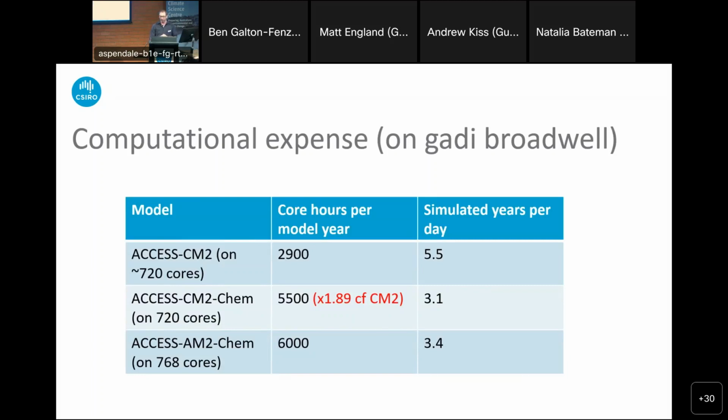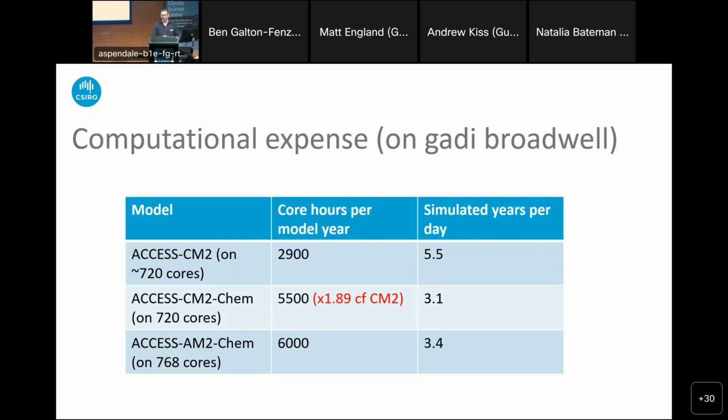Even if you have no interest in chemistry, you know chemistry is expensive. It's sort of the first thing that comes up. So there's a bit of a summary of how expensive it is. The number in red there: including chemistry on top of CM2 adds about a factor of 1.9 to your CPU hours. So not insignificant, not insurmountable. If you run without the ocean, you get a slightly faster speed up, but the big number there is the factor of 1.9.